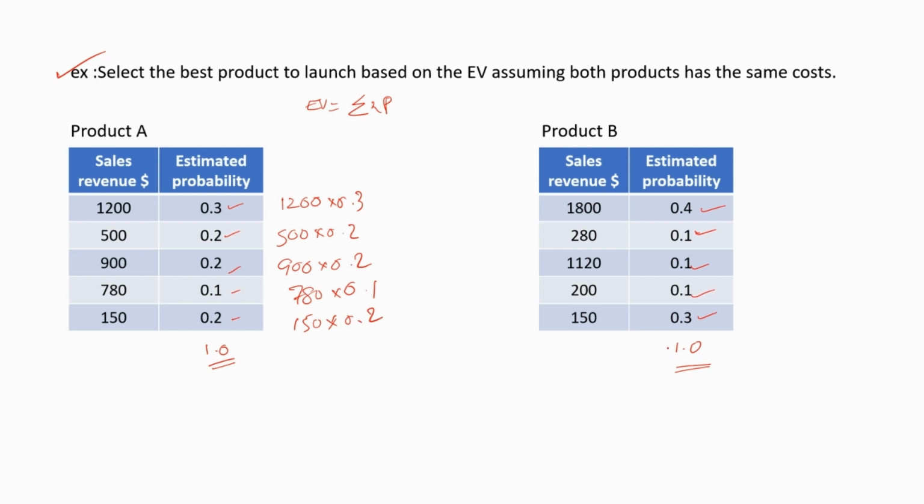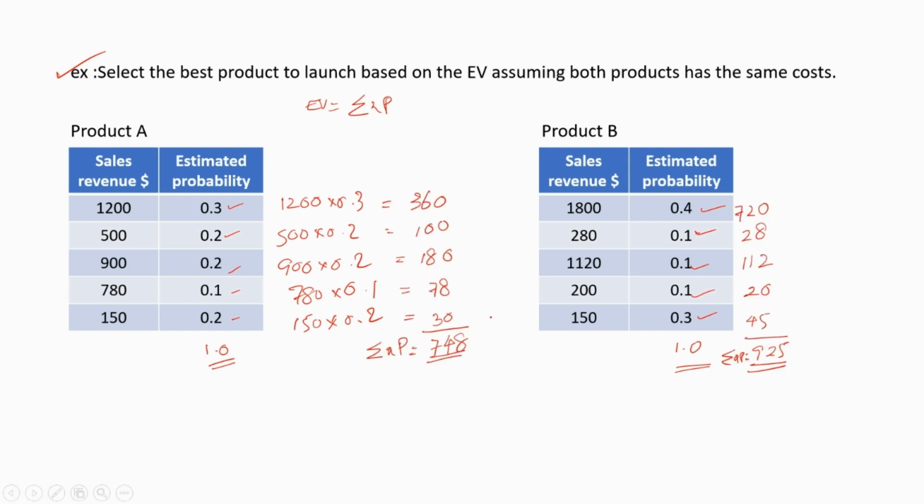Now let's calculate the expected values. These are the expected values. For product A, the expected value is 748. For product B, the expected value is 925. So what product should we choose based on the expected values? We should select product B because it has the highest expected value.